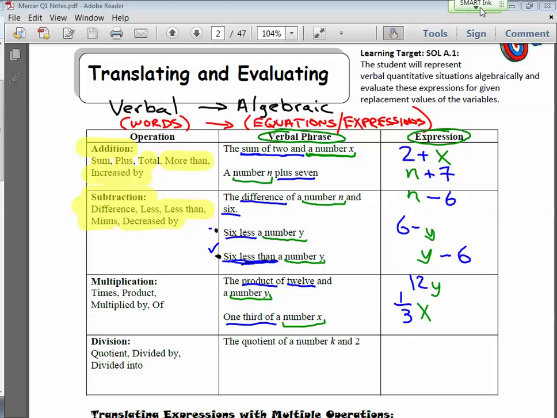Alright, the last one, division. Our keywords are quotient, divided by, or divided into. So the quotient of a number k and 2, here's my number k, that's my variable, and the quotient of k and 2 means I'm going to divide k by 2. So just like subtraction, the order is important with division. When they're talking about the quotient of two things, the quotient of a number k and 2, we divide the first one by the second one. So I divided the first one, number k, by 2.